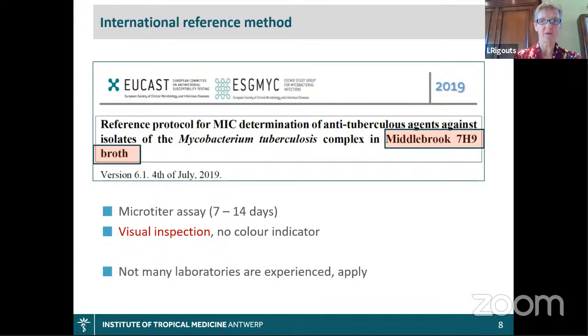Now, the internationally referred standard method, the reference method by EUCAST and ESCMID, is in Middlebrook 7H9 broth on a microtiter assay by visual inspection. So no color indicator is used in this assay typically. Again, this is not used in many laboratories and only few have experience with it.